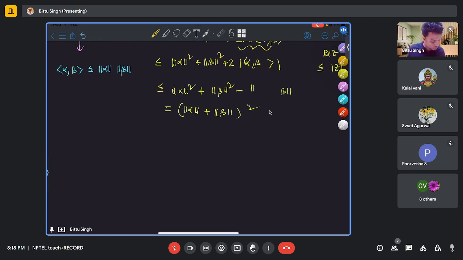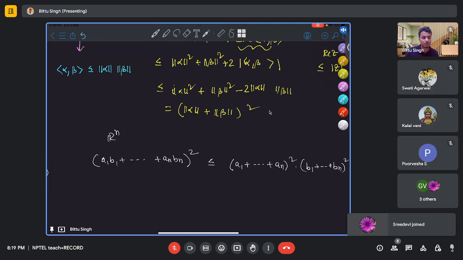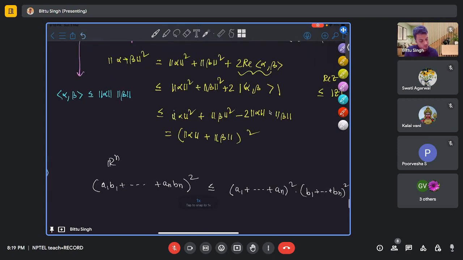Sorry, here will be 2 alpha. So if you apply the Cauchy-Schwarz inequality, then in particular for Rn, we know that if you take the product a1 b1 up to an bn, then the square of this is less than or equal to the sum of a1 square up to an square, times b1 square up to bn square. This is a particular example of the Cauchy-Schwarz inequality, right? Because this is the Cauchy-Schwarz inequality, and this gives a particular example.